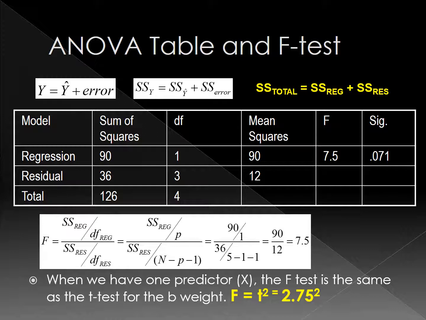In other words, if we have more than one predictor, the t-test tells us if a predictor is a significant predictor. The F-test tells us if a collection of these predictors significantly predicts y. In that case, the t-test will not equal the F-test anymore.